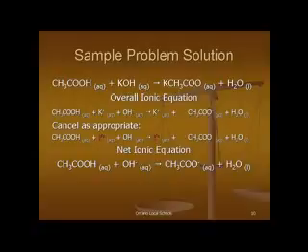We'll cancel as appropriate, and the only thing we can cancel that's the same on both sides here would be the potassium ion. So our net ionic equation will be CH3COOH aqueous plus OH minus aqueous becomes CH3COO minus aqueous plus H2O. Now we have balanced this net ionic equation both for atoms and for charge. You'll notice that both the reactant side and the product side have a 1 negative charge. How'd you do?